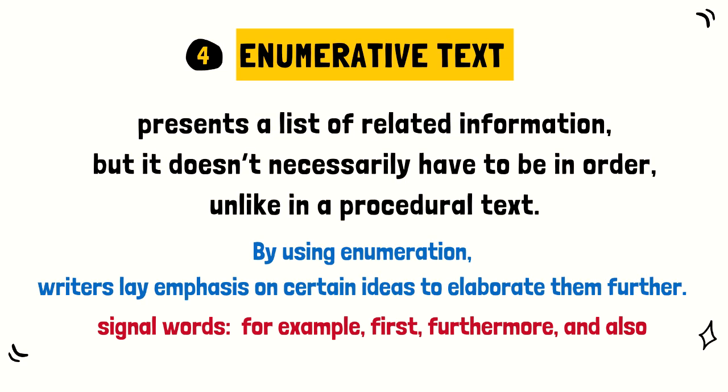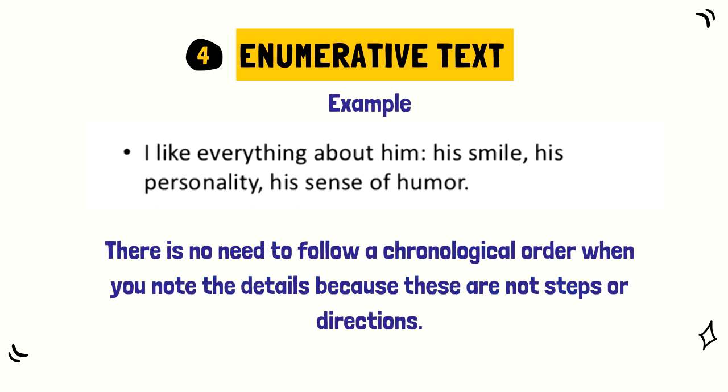An enumerative text presents a list of related information, but it doesn't necessarily have to be in order, unlike in a procedural text. Some of the signal words we should pay attention to are, for example, first, furthermore, and also. Does the example present a list? Yes, but there is no need to follow a chronological order when you note the details, because these are not steps or directions.